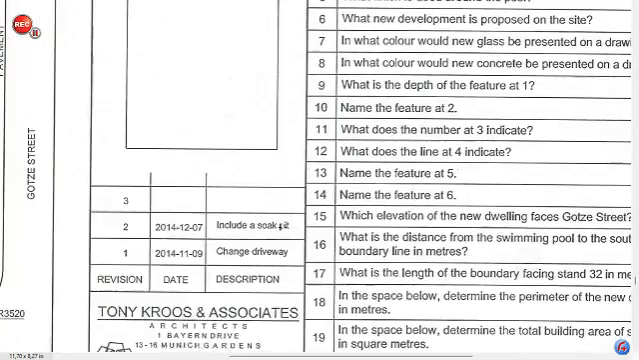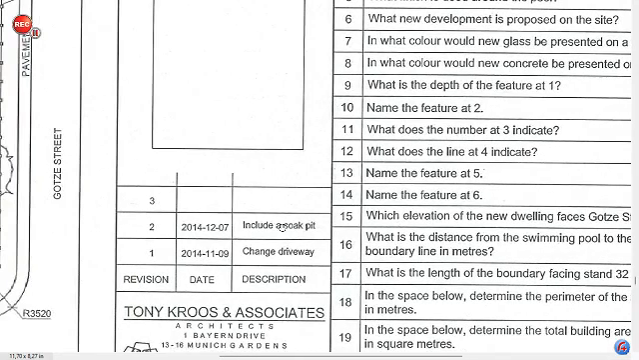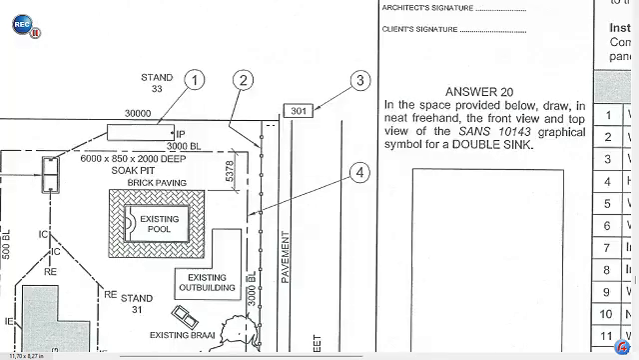Number 11, what does the number at 3 indicate? So we scan over to number 3. It refers to the number in this box situated on the corner, and you will find it at each of the specific corners that you will see on the site plan, and that refers to your corner height. Number 12, what does the line at 4 indicate? If we go to number 4, this is the line that we see here. That line is referred to as the building line.